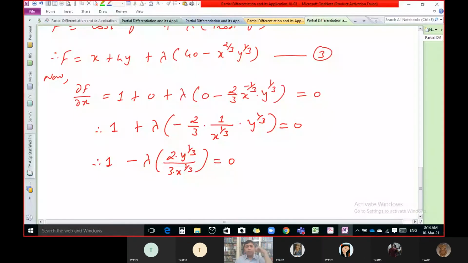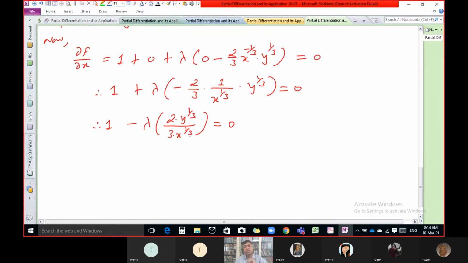Once again, see here, plus minus minus, and this lambda we have to keep as it is, and this 2 into 1 into y raised to 1 by 3 we have to write in numerator, and 3 into x raised to 1 by 3 in denominator. Then take this second term to the other side. So we get 1 equal to lambda and keep this as it is.